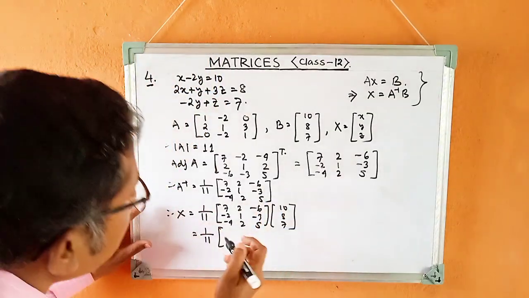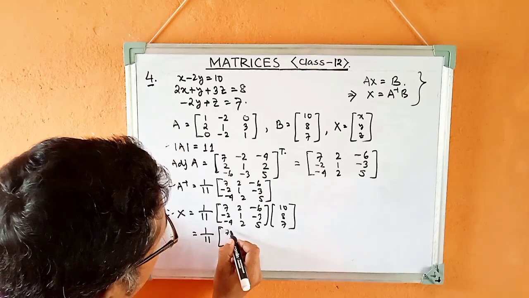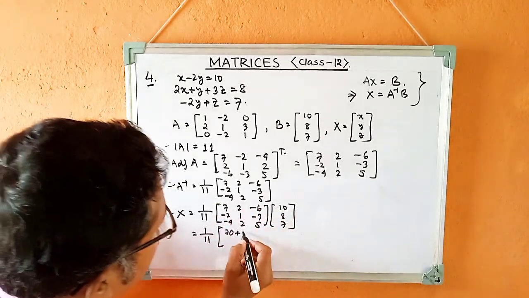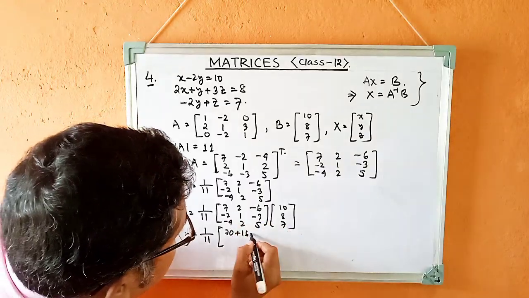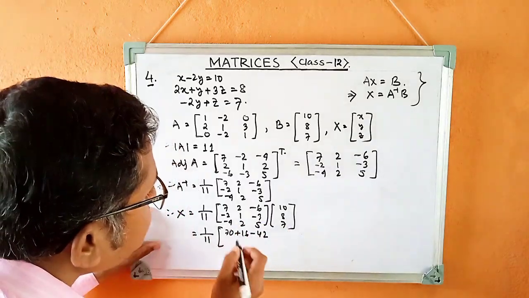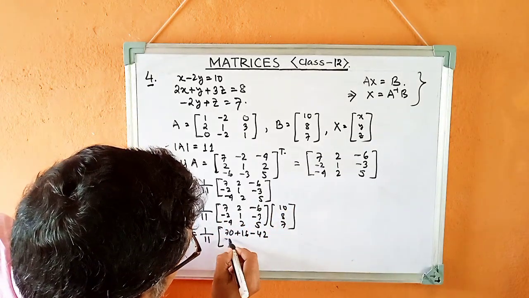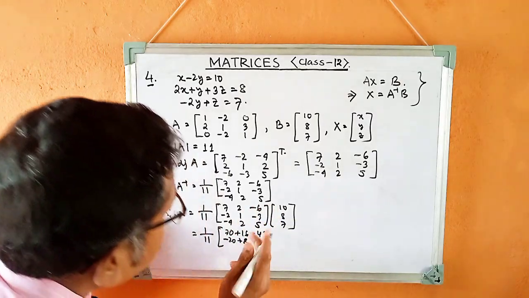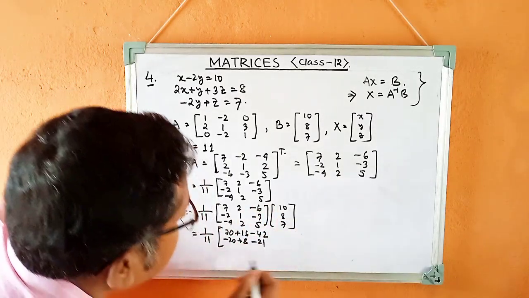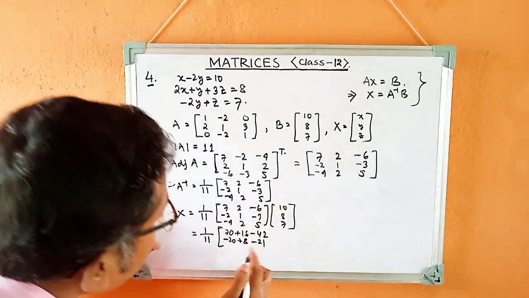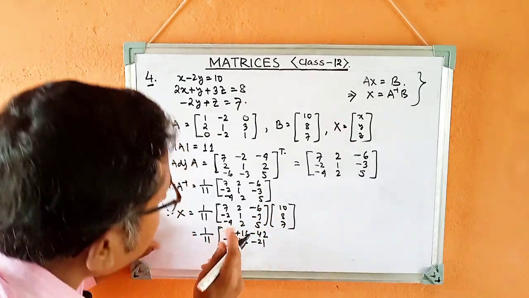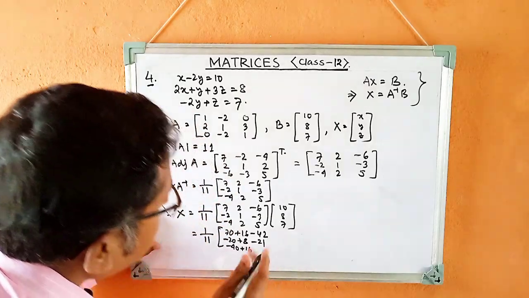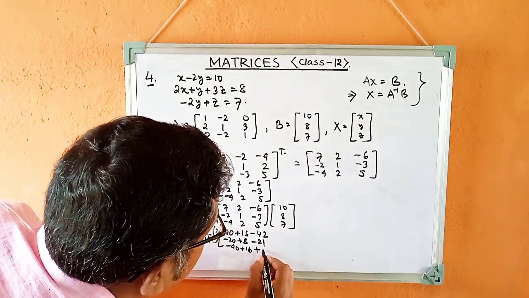So see, 7 into 10, that means 70. Then plus 8 into 2, 16, minus 6 into 7, that is 42. Then minus 2 into 10, minus 20, then 1 into 8, plus 8, then minus 3 into 7, minus 21. Got it? Then minus 4 into 10, minus 40, then 2 into 8, plus 16, then 5 into 7, plus 35.